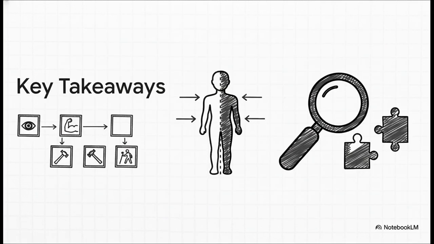So to wrap this all up, if you remember nothing else, remember these three things. First, be systematic. Follow the steps from inspection all the way to gait. Second, never ever forget to compare one side to the other. And third, always be looking for that overall pattern that tells the real story.